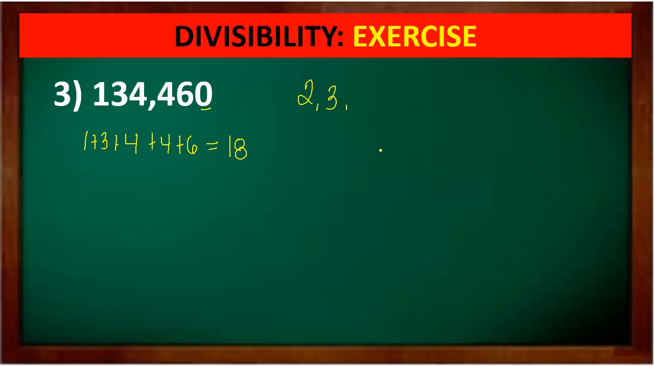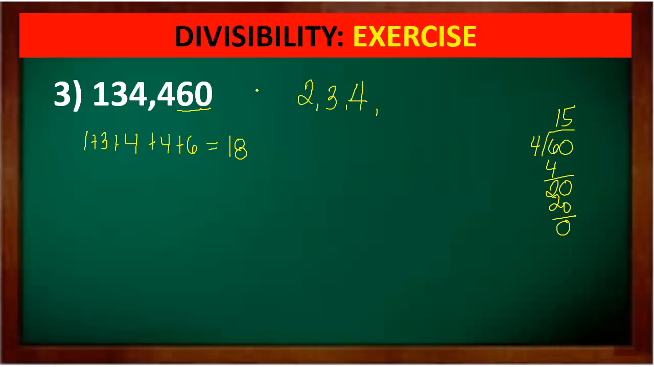What else? Is it divisible by 4? Sabi sa rule of 4 natin, okay, so dapat ang last 2 digits is a multiple of 4. So, paano mo malalaman kung siya ay multiple of 4? You can do by dividing 60. Okay, 60 divided by 4, that is 15, there's no remainder. Therefore, 60 is a multiple of 4. Okay, because you can divide 60 by 4 and there's no remainder. So therefore, 134,460 is also divisible by 4.